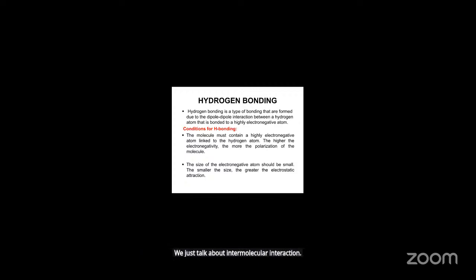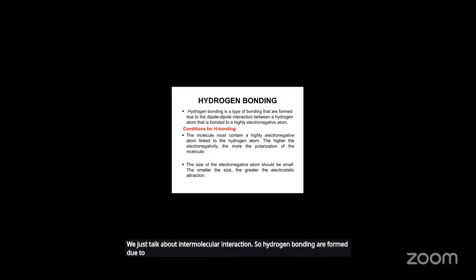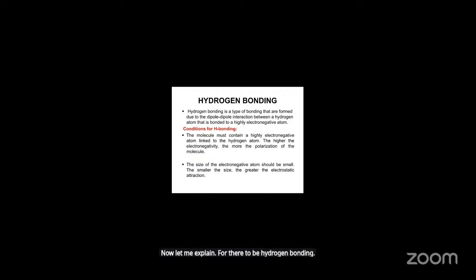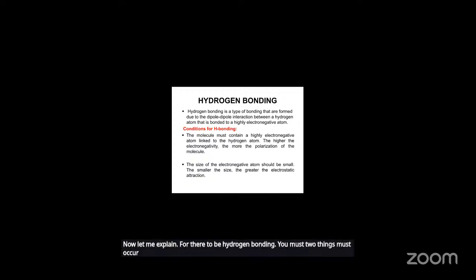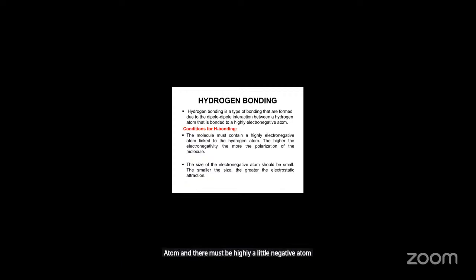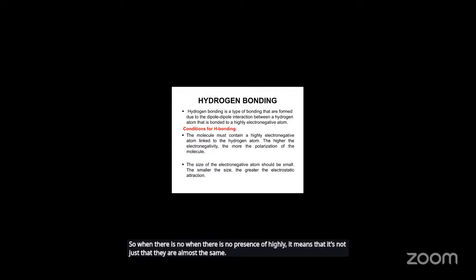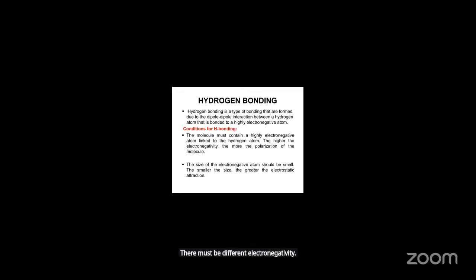So hydrogen bonds are formed due to the dipole-dipole interaction between a hydrogen atom bonded to a highly electronegative atom. Now let me explain. For there to be hydrogen bonding, two things must occur. Number one, there must be an electropositive atom and there must be a highly electronegative atom. There must be a difference in electronegativity between the atoms for there to be hydrogen bonding.